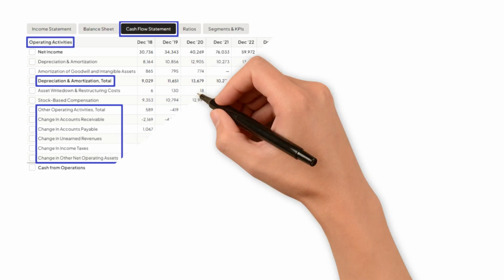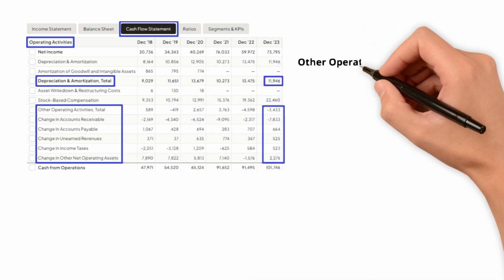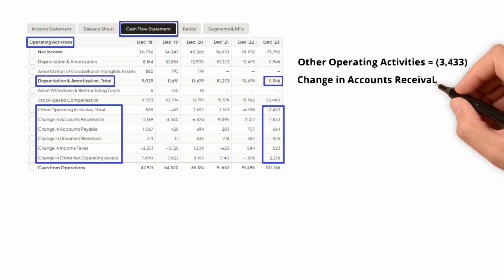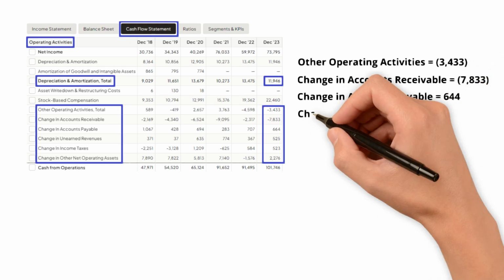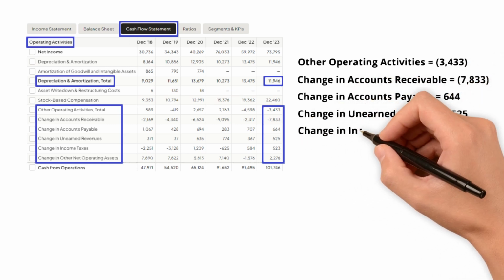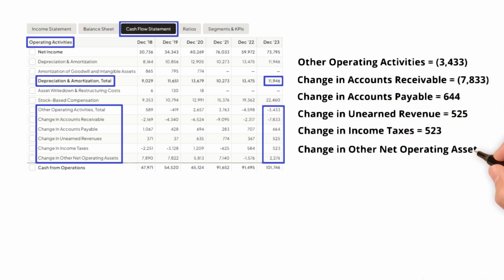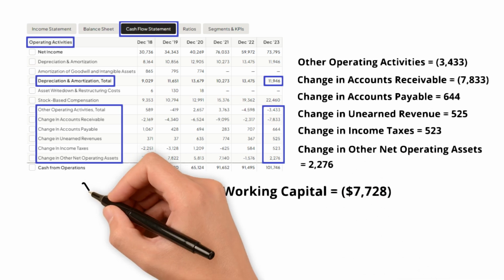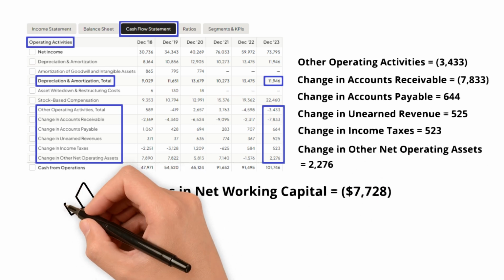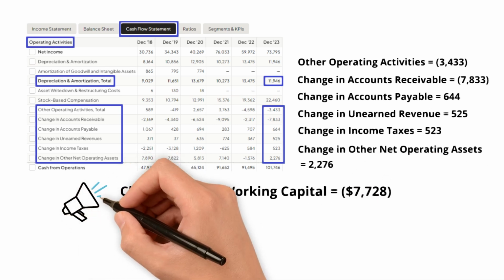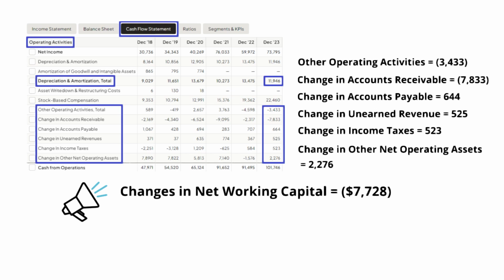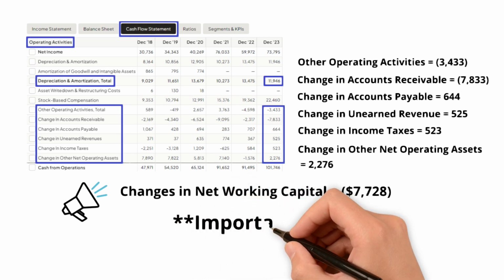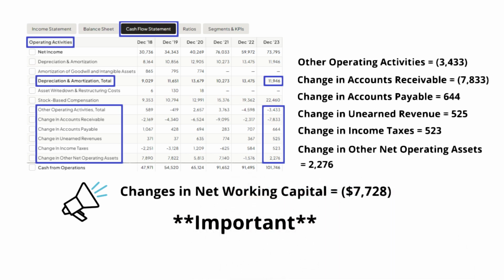We achieve changes in net working capital by adding up the highlighted items from above. Items such as other operating activities, change in accounts receivable, change in accounts payable, and so on. Very important, because working capital investments are cash flows taken out of operations to fund the growth of the business. We must take changes in working capital and multiply it by -1 to get investments in working capital.